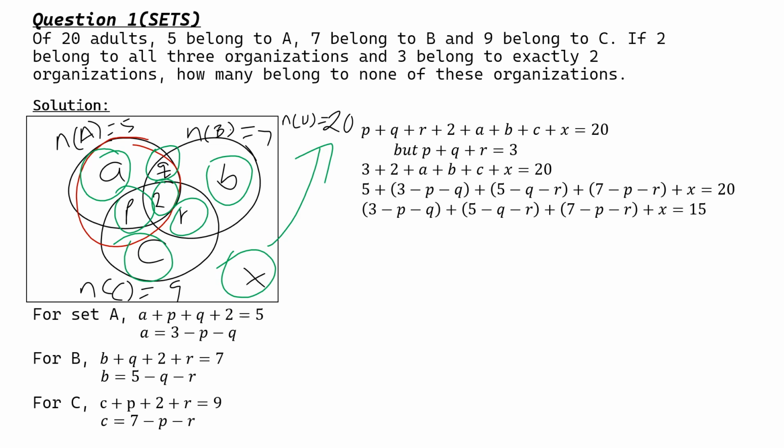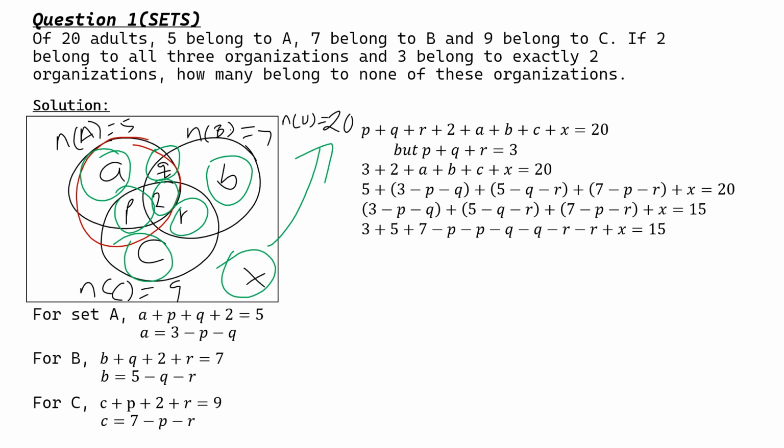Now, we have 3 minus P minus Q plus 5 minus Q minus R plus 7 minus P minus R plus X. How do we go about this? All we do is to group like items. So all those with P, we put them together. All those with Q, we put them together. All those with R, we put them together. So we have this 3 plus 5 plus 7 minus P minus P minus Q minus Q minus R minus R plus X equals 15.